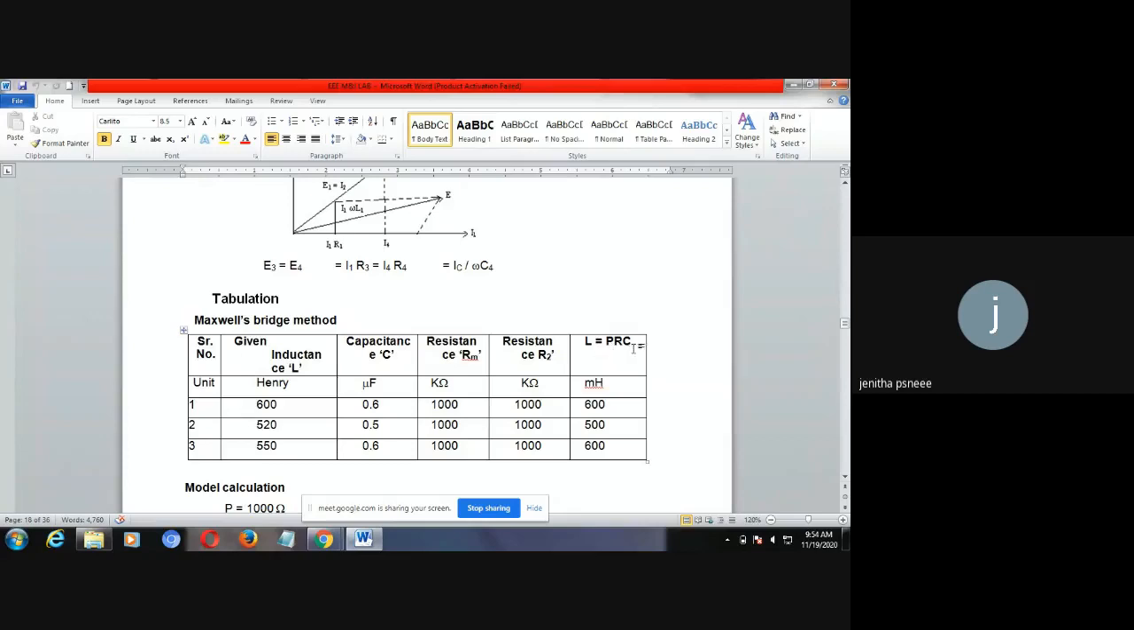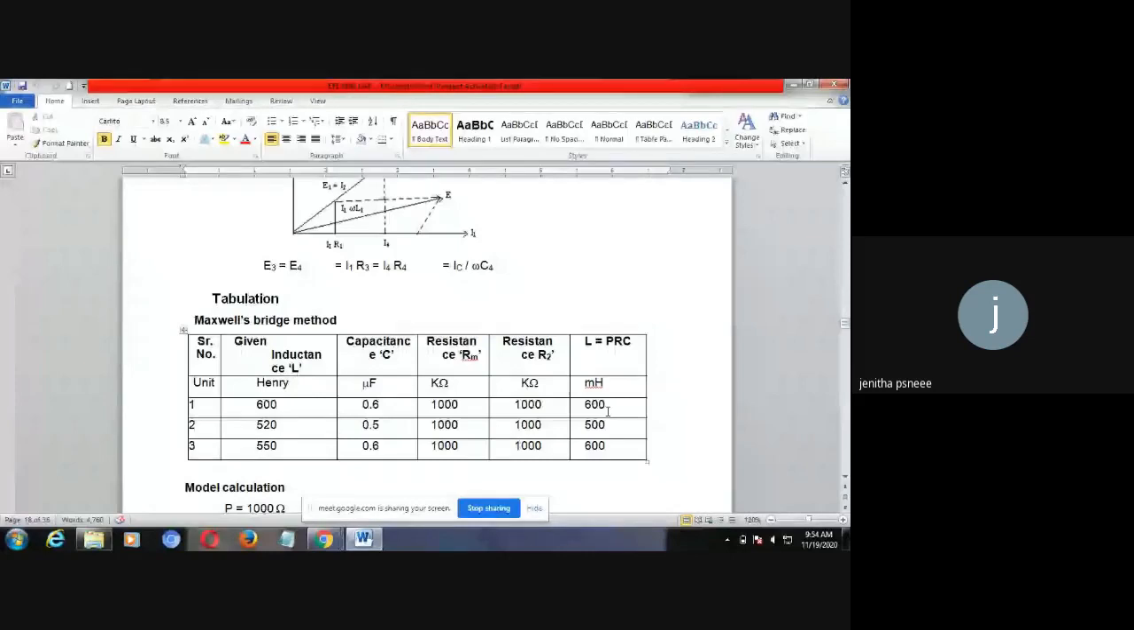You are calculating the formula and you have to find the unknown value of inductance. Now, what is the thing? You have to check whether the bridge is balanced or not. So you have to keep this inductance value. You see here the value is 600 millihenry. I got 600 millihenry by manual calculation.